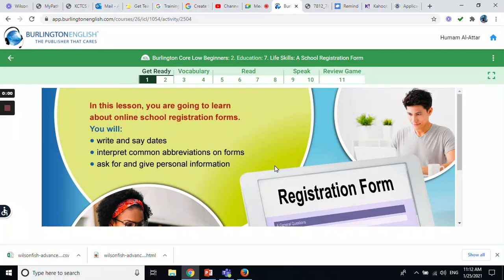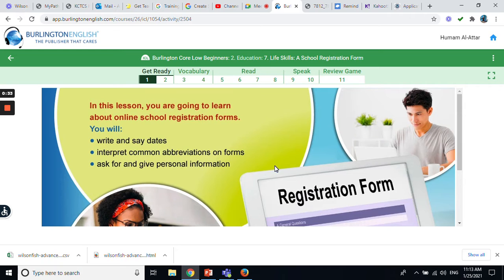Good morning, everyone. In today's lesson, we're going to talk about a school registration form. At some point, you needed to do a registration for your son or daughter, for your children. So, in this lesson, we are going to learn about online school registration forms.